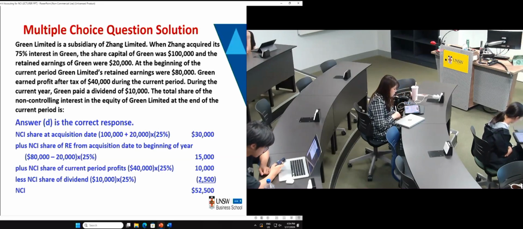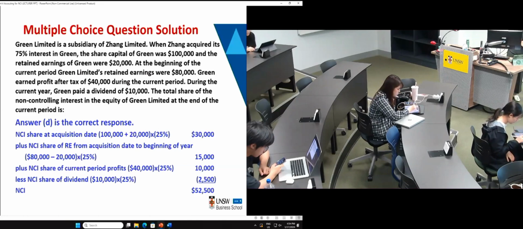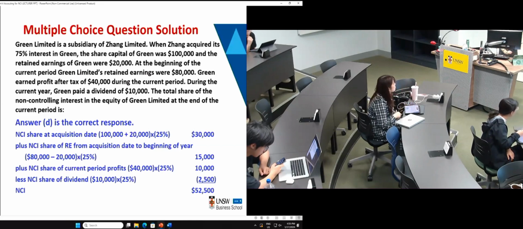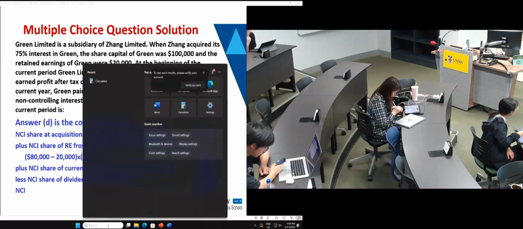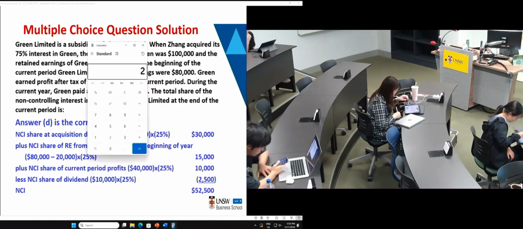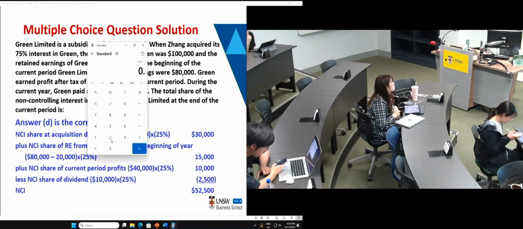Then 210,000 multiplied by 25%. 210,000 multiplied by 25%. So you have the calculator. Here we go, calculator. Multiply by 25%, right? So we got 52,500.